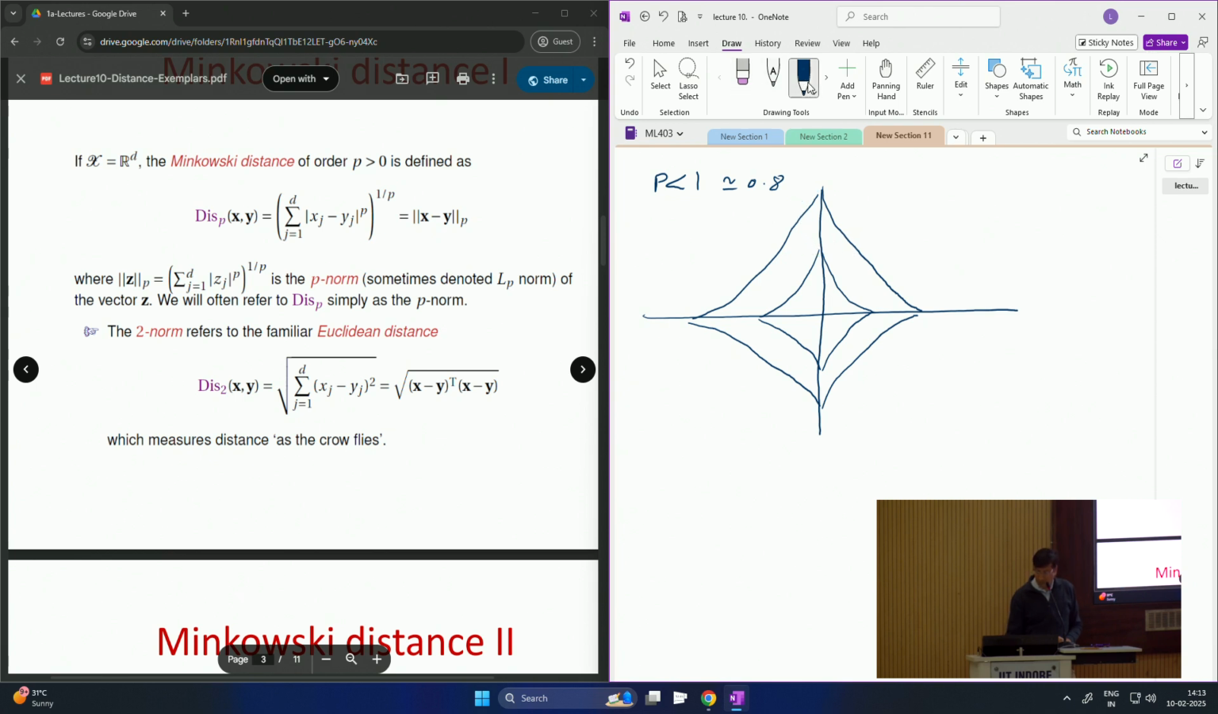Okay, before I go ahead, let's write this down. If p was 0.8, then the equation would be x minus 0 to the power 0.8 plus y minus 0 to the power 0.8, and whole to the power 1 over 0.8, is equal to 1. Is that okay? If I try to draw this, it will turn out like this. So this is 1 and this is 2.